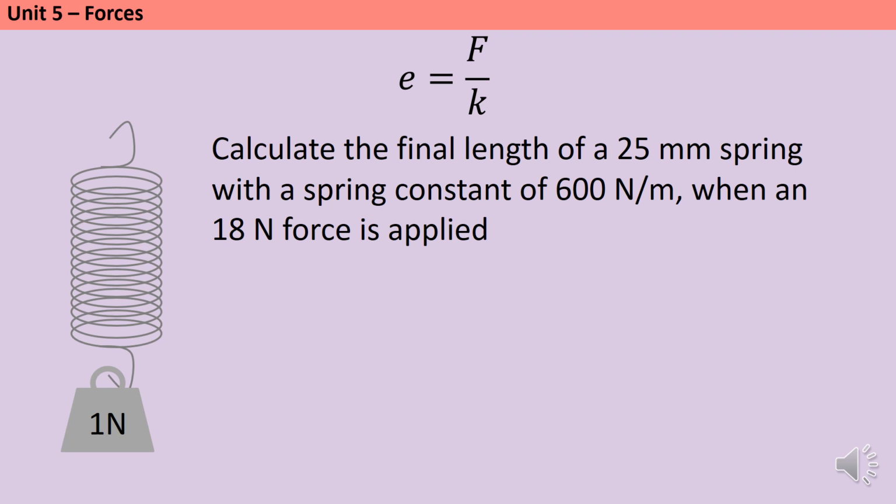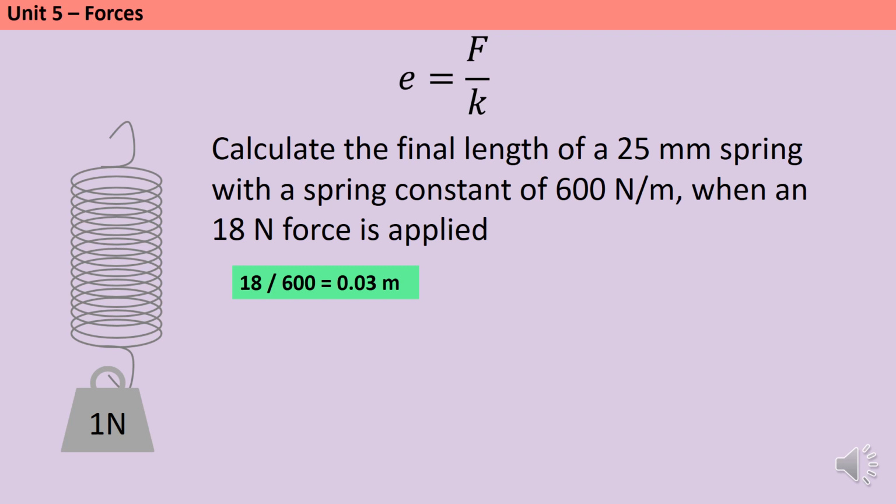Calculate the final length of a 25mm spring with a spring constant of 600 newtons per metre when an 18 Newton force is applied. So the first thing I need to do is to use my equation to work out what the extension will be. Force divided by the spring constant. So 18 newtons divided by 600 newtons per metre. That gives me an extension of 0.03 metres.